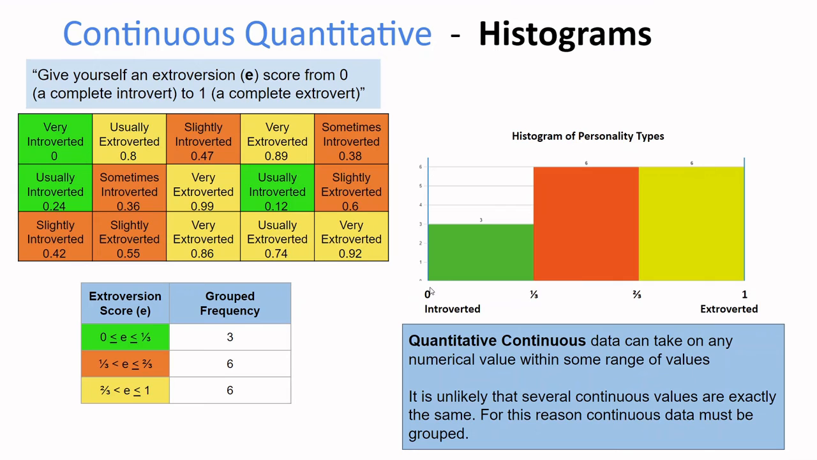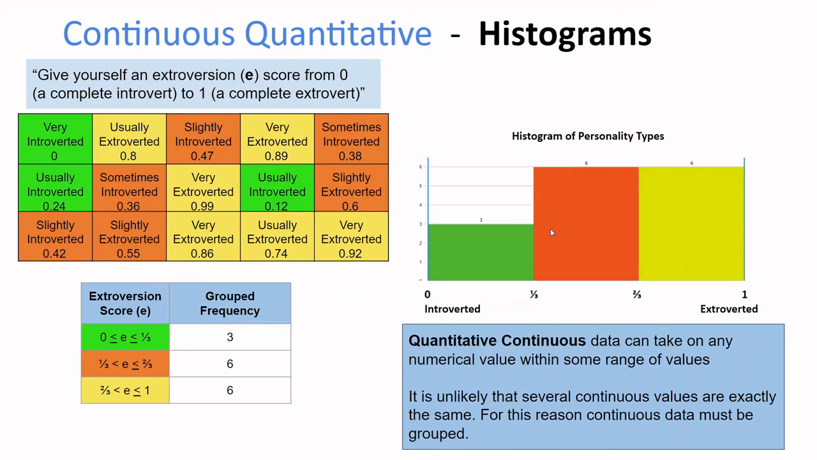Notice I didn't label the bar directly underneath. I labeled at the beginning and at the end because this is not the number of people with one specific score. It's the number of people whose scores fall within this range. There are no gaps between these bars because, again, this bar ends where the next bar begins.